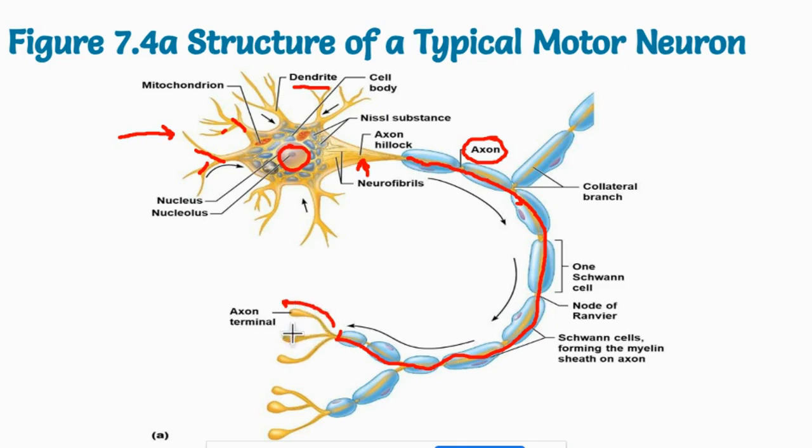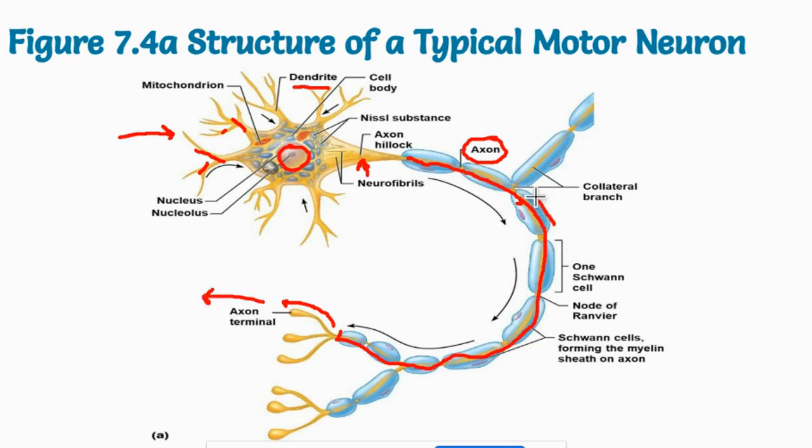This is the sending part, and the dendrites are the receiving part. They receive information from another neuron, from sensory receptors, something. They receive the information, it transmits the information down the axon to the axon terminals, and then it can transmit that information to another neuron.